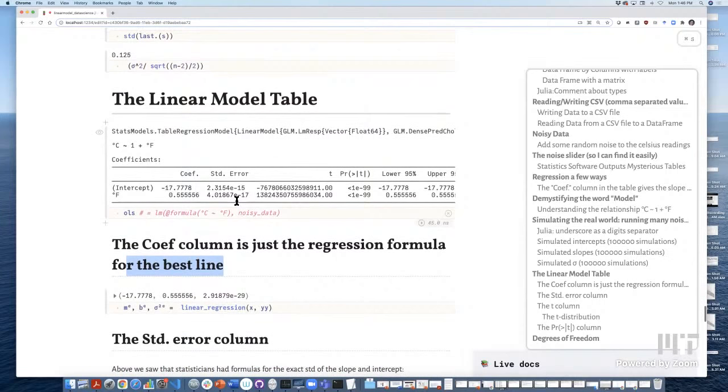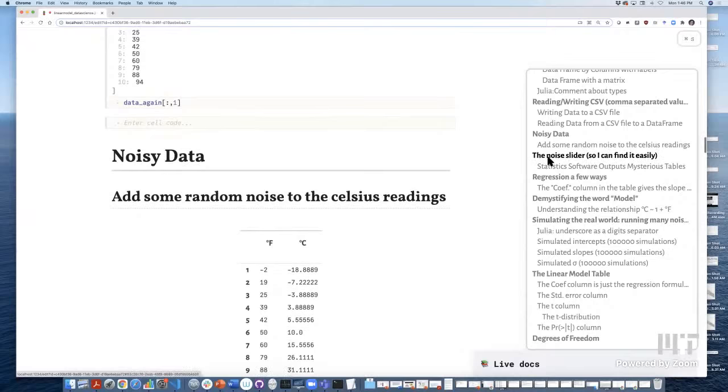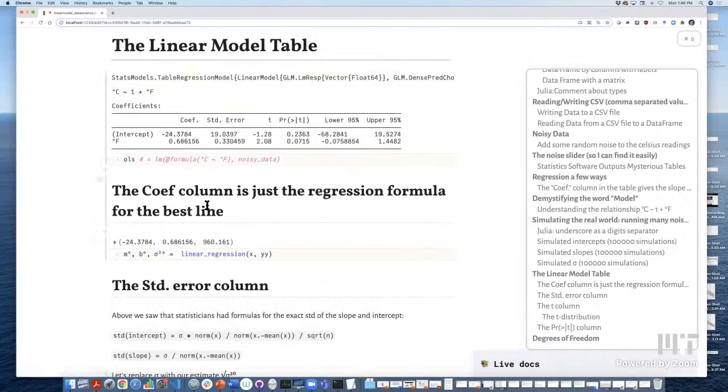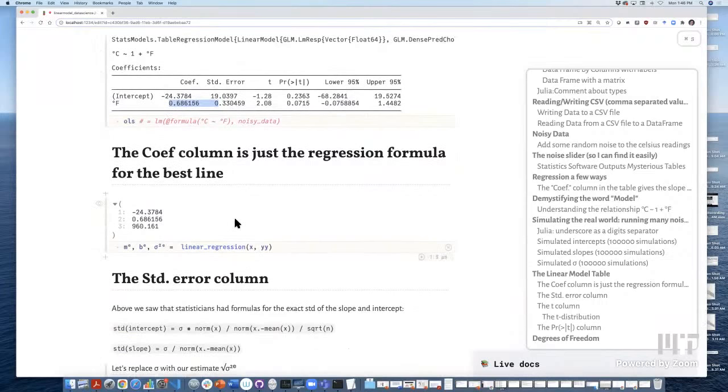Okay, so we all understand that this is the intercept and coefficients from least squares. I had my little linear regression function and it computes these numbers. I'm going to add some noise here, maybe this is the noise from the experiments that we're using. So this is just the regression formula. You can see these numbers that I calculated with my own built-in function are exactly the numbers here. Okay. So what is the standard error column, you might be wondering?